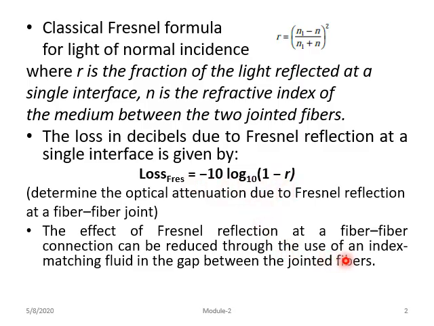The effect of the Fresnel reflection at the fiber to fiber connection can be reduced through the use of an index matching fluid in the gap between the jointed fibers. If the reflection factor is higher, the loss will be higher. So this can be controlled with the help of an index matching fluid introduced in the gap of the fiber joint, and with that condition we can reduce the loss.